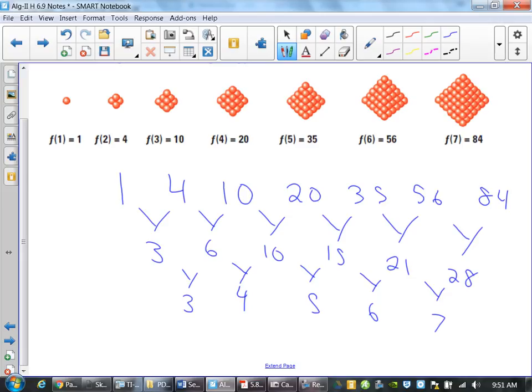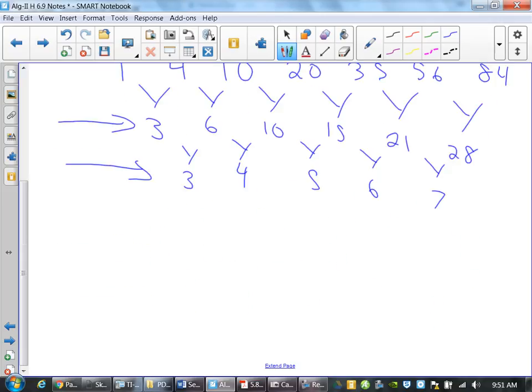So here's our first, here's our second. So what's the degree of this one? 3. I had to do it 3 times to get them all to be the same. So this is a 3rd degree polynomial.